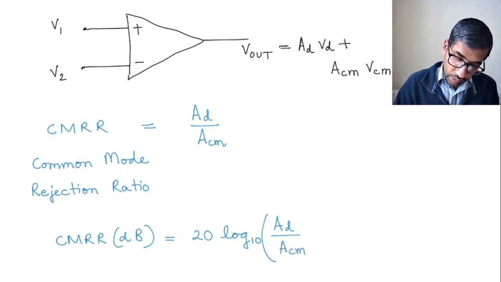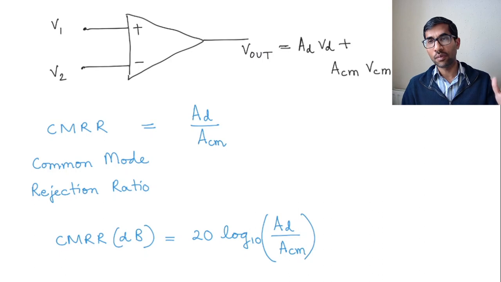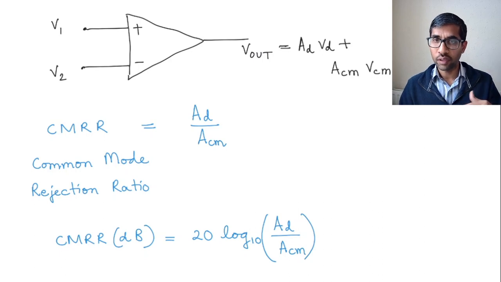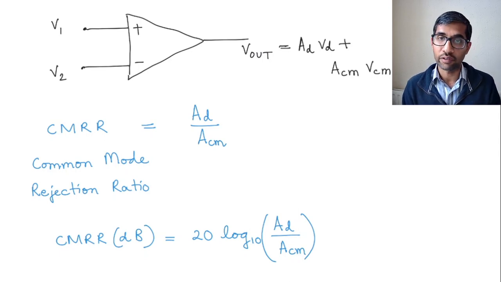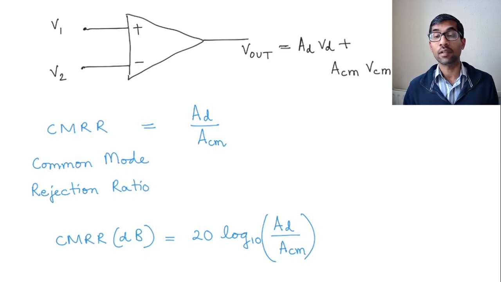Now, of course, in this case we are assuming that AD and ACM are positive, or if they are not, then we just take the magnitude to calculate the common mode rejection ratio. You can look up the data sheets of a few op amps, or the op amp that you're using, and look up what the CMRR is. What you would find is that for many op amps, the CMRR is probably 60 dB and sometimes even 90 dB, maybe approaching 100 dB.